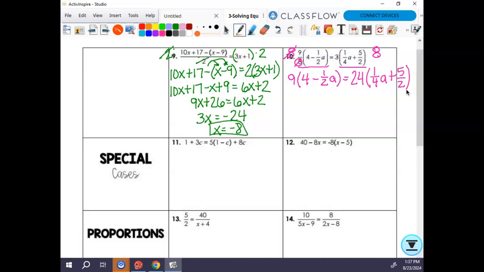So now, before I worry about the fractions on the inside, because I would probably be making up math if I tried to do something right now, I'm going to go ahead and distribute. So I'm going to get 9 times 4 is 36, minus 9 times 1/2 is 9 halves, equals, now what's 24 divided by 4? 6, so this is 6A. And then, if you look at this is really 24 divided by 2 times 5, right? What's 24 divided by 2? 12. And 12 times 5 is 60.